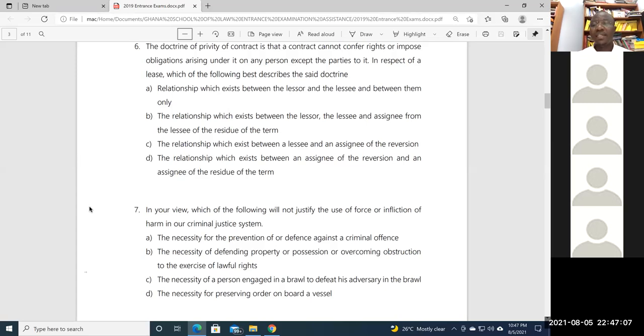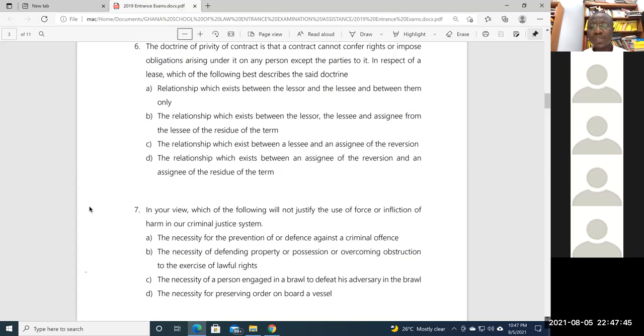Because once you have assignment there, it is making it possible for a contract to create a right or impose obligation on a third party. And as we explained, once assignment takes place, the lessee will have transferred his entire rights and obligations under the lease to C, the assignee. And despite the fact that the assignee, C, was a stranger to the original lease between the lessor and the lessee, he will be able to enforce it. So B is out. Now let's go to C.